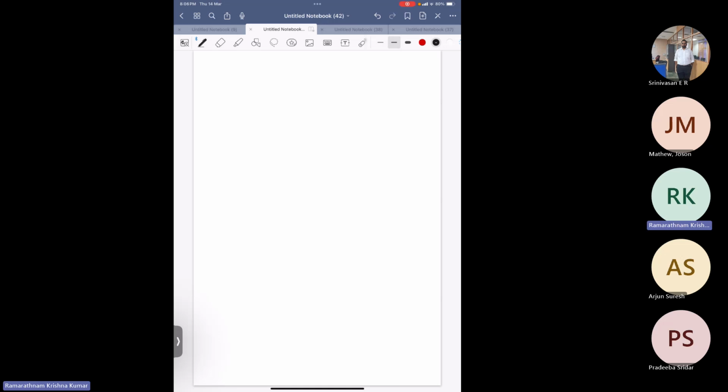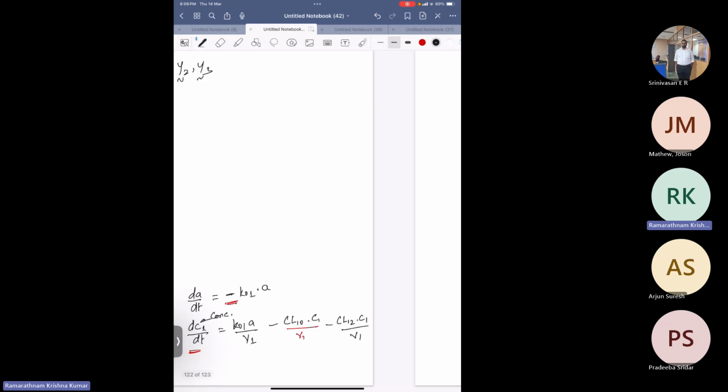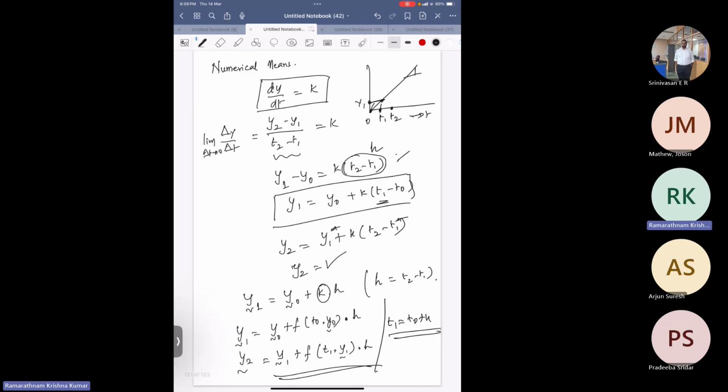Okay. So in MATLAB, this is the easiest. This is called the Euler equation. But the Euler equation is as old as the 1700s, and there have been so many developments after that, and one of the most famous ways of solving.